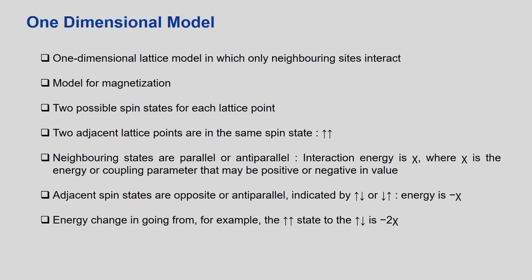So this is the one-dimensional lattice model, the Ising model. Only the neighboring sites interact. We are only interested in the neighboring sites. Unlike in Flory-Huggins, we are not interested in all the neighboring sites, that is, the neighbors across the central site. So it is a model for magnetization, as I told you, for a ferromagnetic substance.